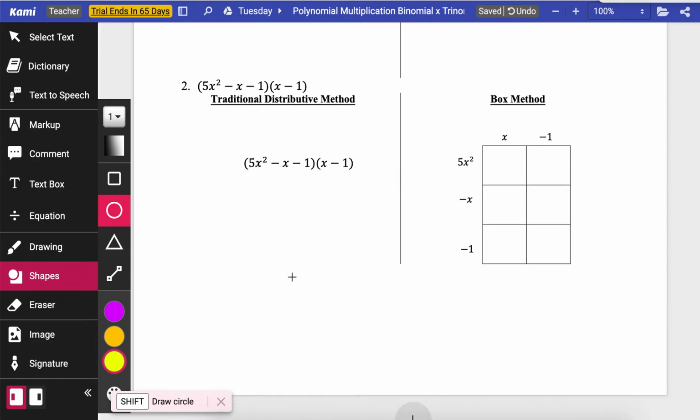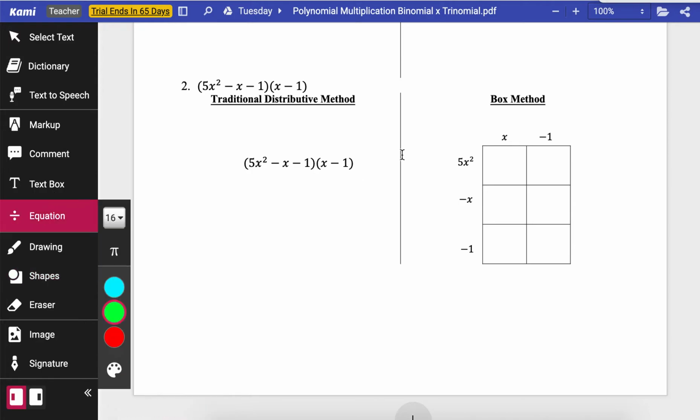Let's look at one more example. The only difference here is that the trinomial comes first before the binomial, but our method is exactly the same. So our first option, we'll start with the box method this time. Notice that the box is longer this time. It's no difference. If you wanted, you could even write the x minus 1 here and the 5x squared minus x minus 1 here, and it would look exactly like we had in the top.